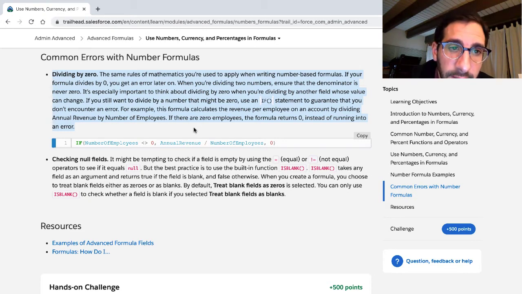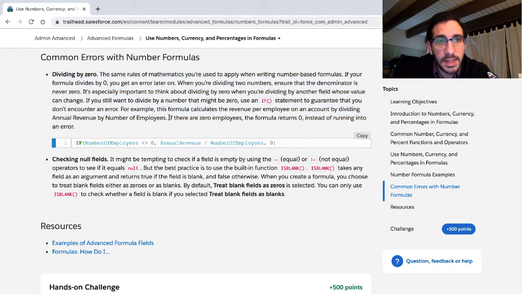If you want to divide by a number that might be 0, use an if statement to guarantee that you don't encounter an error. For example, this formula calculates the revenue per employee on an account by dividing annual revenue by number of employees. If there are 0 employees, you've got a bigger problem than figuring out how much revenue you have. Right?